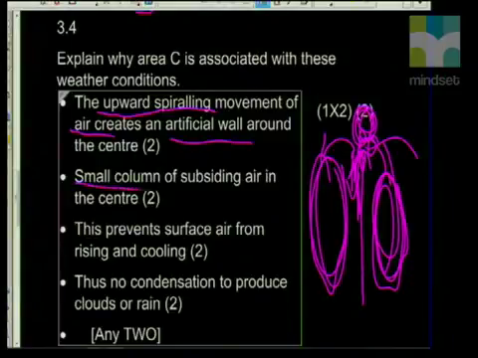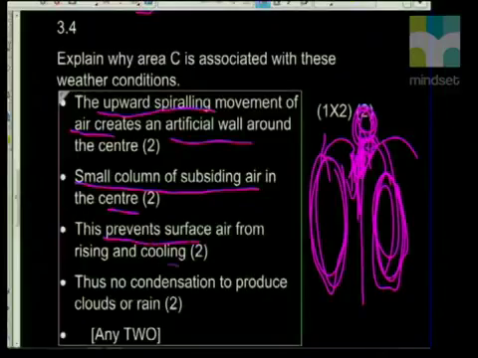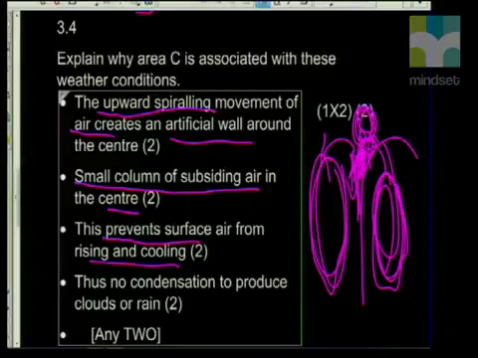The small column of subsiding air in the center, remember, it's hot here, so only little subsides. By the time it subsides also, it heats up and it's pushed out. All right, prevents the surface air from rising and cooling to such a level. Remember, it rises, but the only time it will cool when it reaches dew point temperature. So it prevents it from rising to such an extent that it cools down to dew point temperature and forms a cloud.